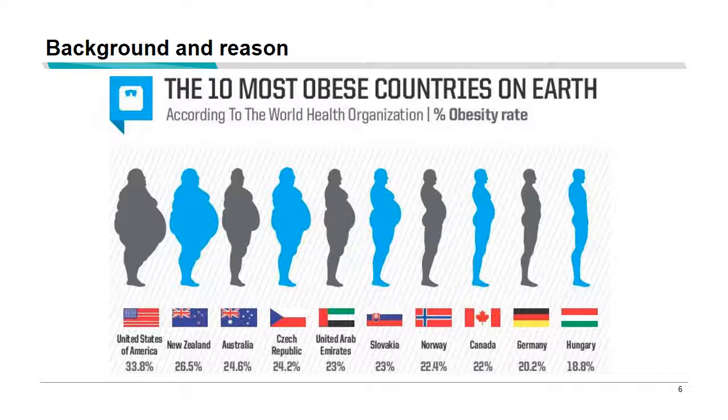Here is a statistic made by the WHO. The 10 most obese countries on Earth in 2016. We can see from this diagram the number one is America, with the obesity rate exceeding 30%. But it's more interesting that New Zealand is the second most obese country.